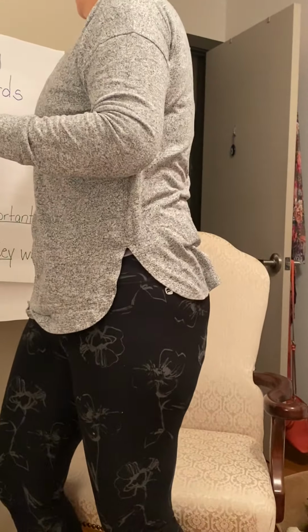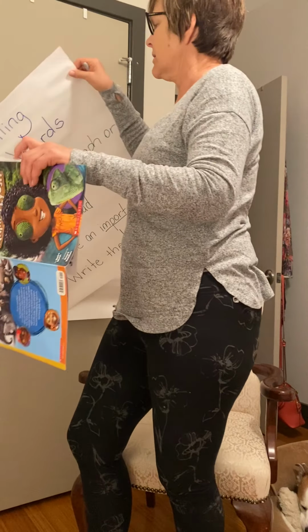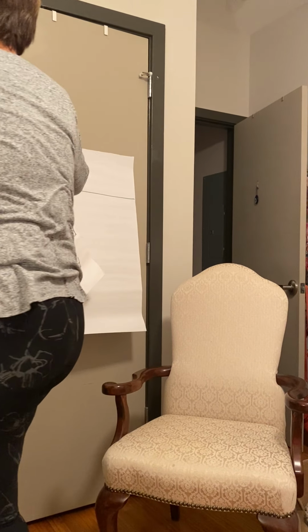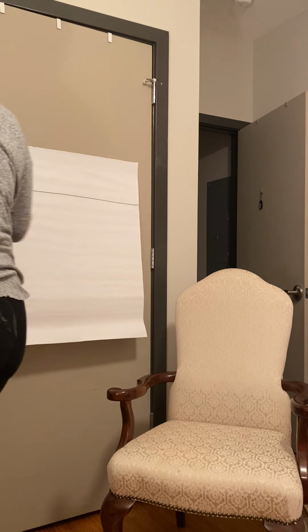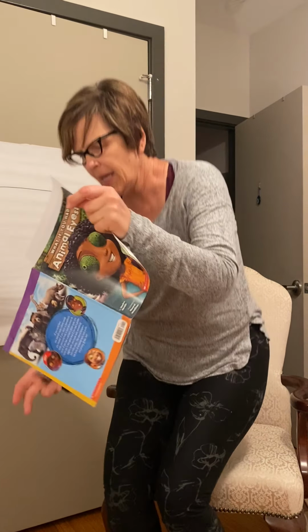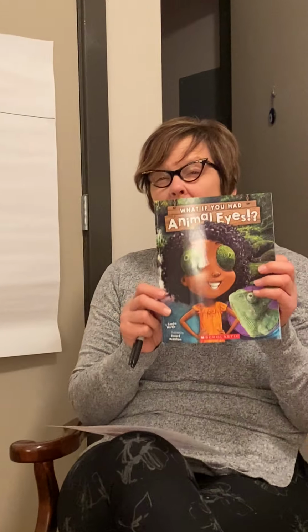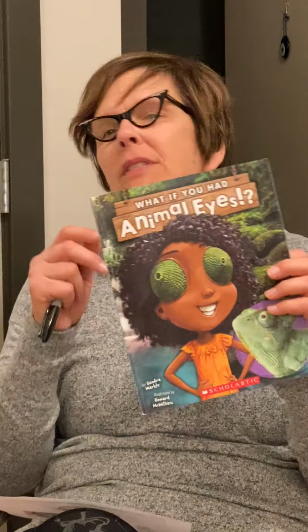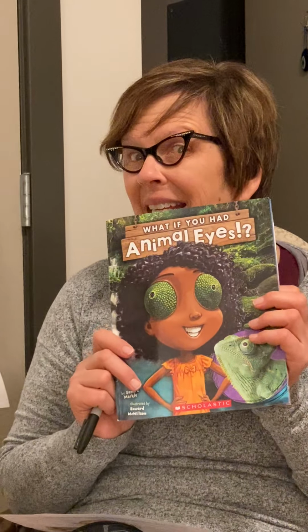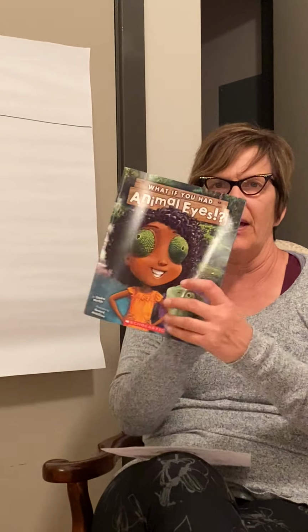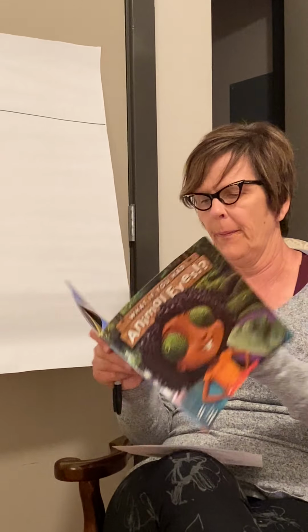So let me move this, because as we read, we're going to do our keywords. All right. So today, our nonfiction book is What If You Had Animal Eyes? The other day, we did What If You Had Animal Teeth? Remember, we did the crocodile. So let's start with the very first page, a nice introduction. By the way, I love the eyes on this girl.